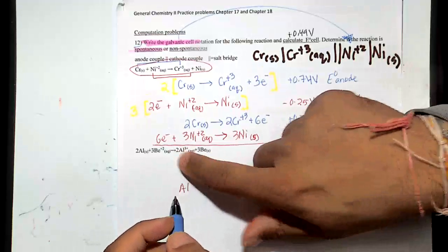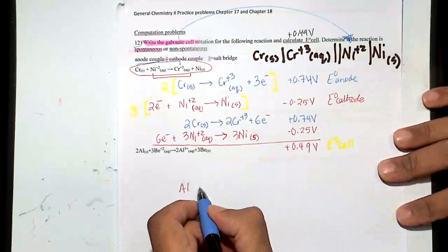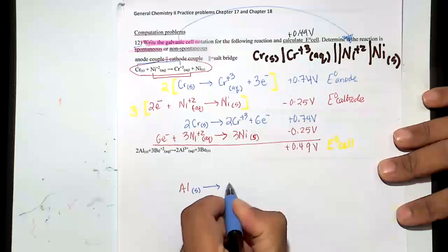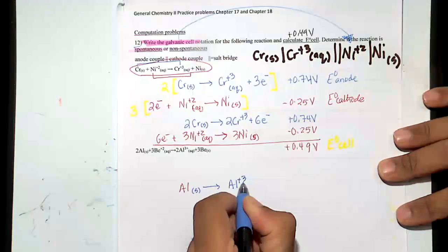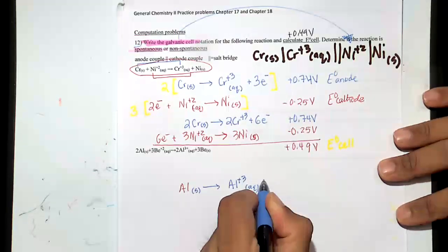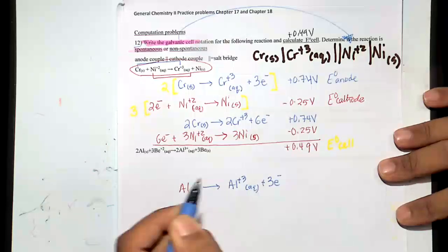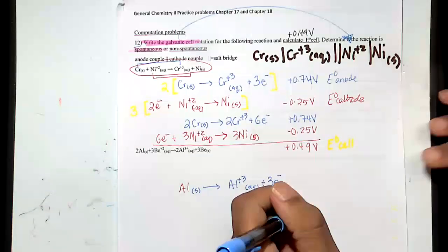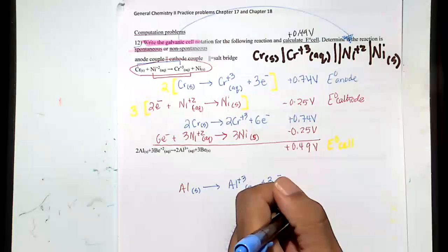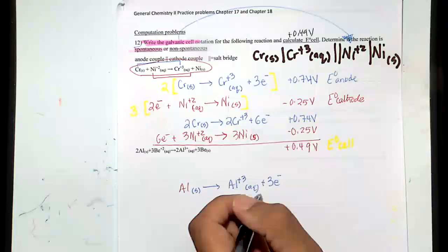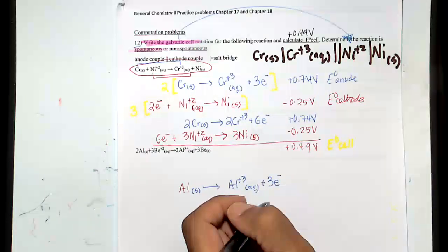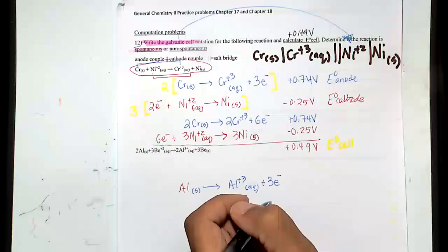Alright, we'll do the galvanic cell notation for this one as well. We have Al solid going to Al plus 3. Okay, we have 3 electrons. This looks to be the same as the previous one. What is this here? Al going to Al plus 3. Everyone see that here?